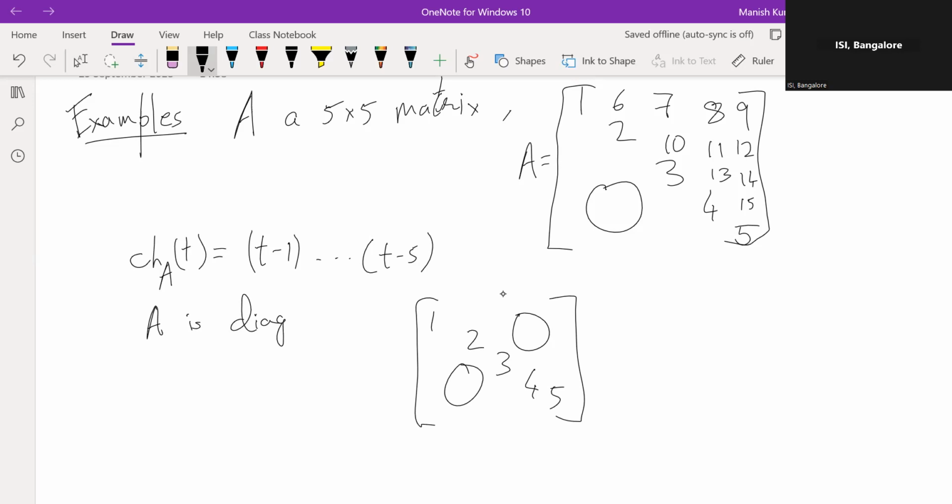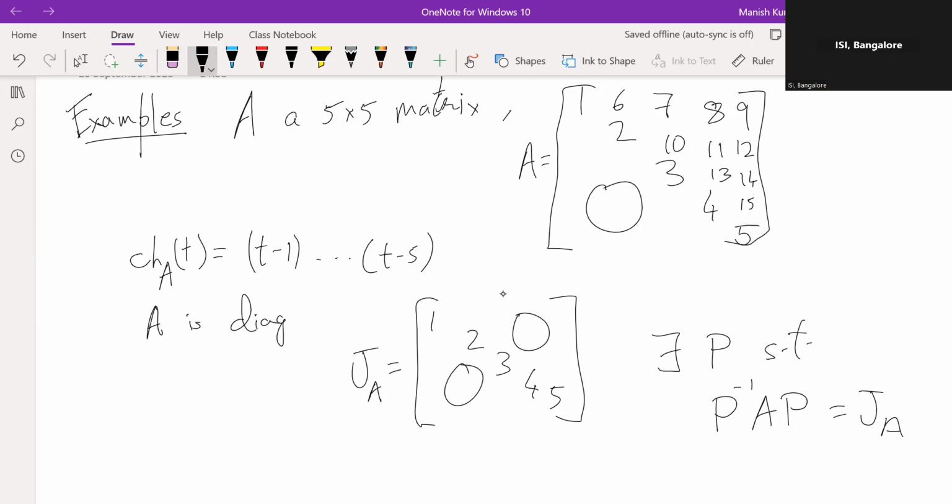You don't have to do any operations on the matrix, just by looking at the matrix you can tell. So let's call this J for Jordan form of A. We know that there exists P such that P inverse AP is J.